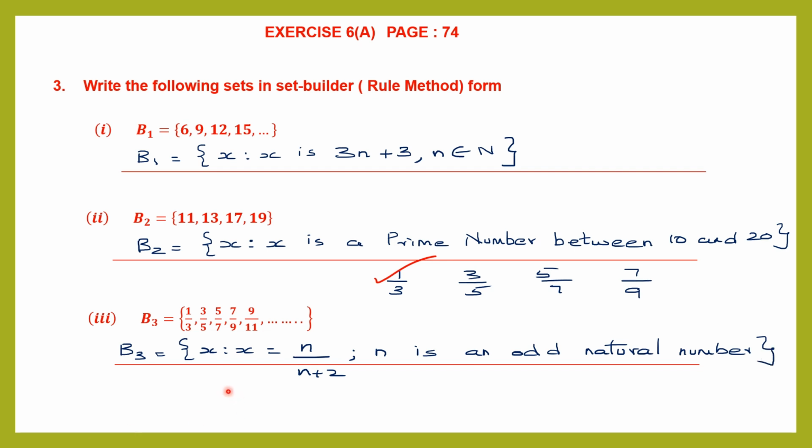Let's read this. X is such that x is equal to n by n plus 2, and n is an odd natural number. That means in the place of n, I can put any odd natural number starting from 1. I can put 1, 3, 5, 7, 9, 11, and I will get these fractions when I put those odd natural numbers in the place of n.